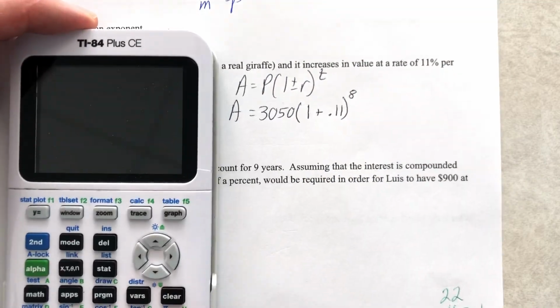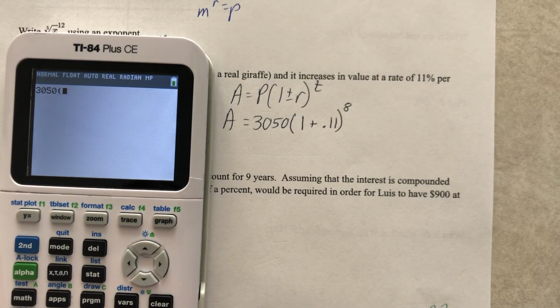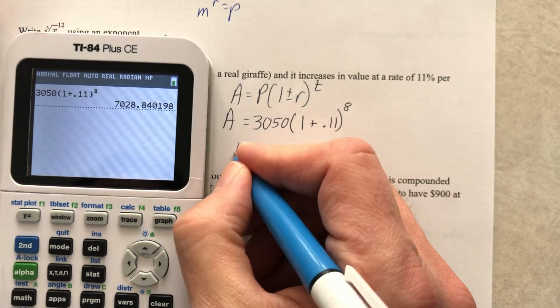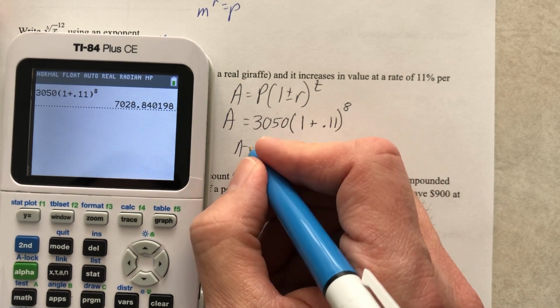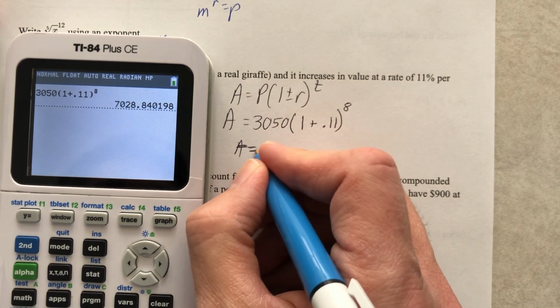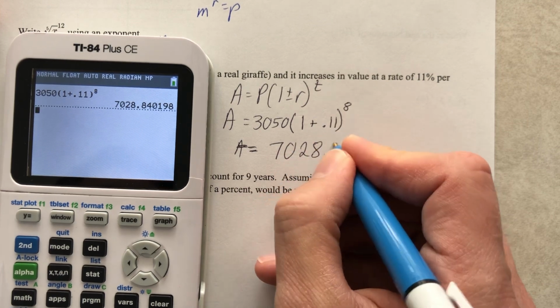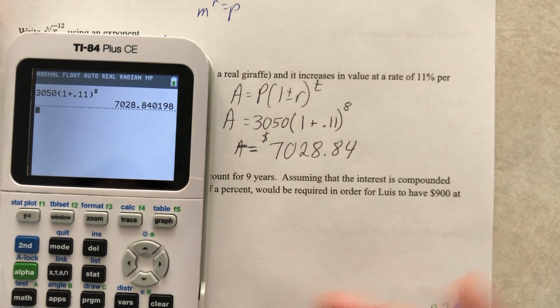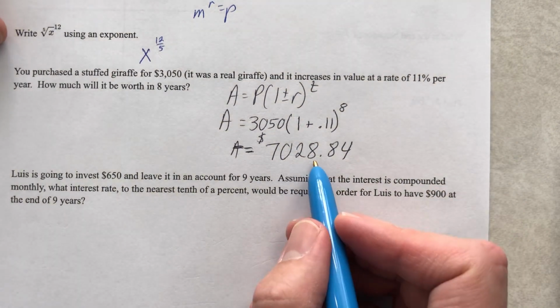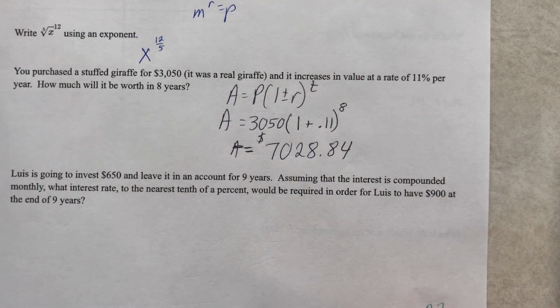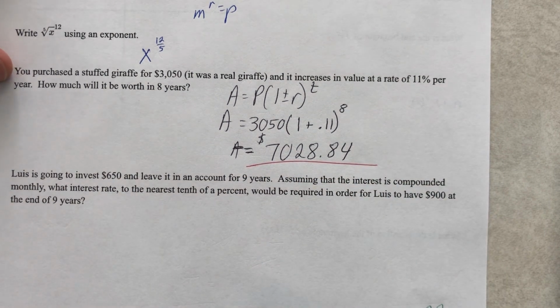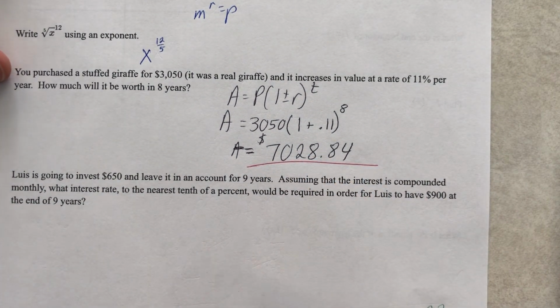You type all that stuff in the calculator, 3050 times 1 plus 0.11, 1.11 to the 8. And my giraffe is now worth, that's A. We'll use 2 decimal places, not a big deal: $7,028.84. Yeah, just drop the 84, round it up. Okay, there we go. That's how much your giraffe is worth. This problem, only one thing I was looking for, and that was the final answer. If you could set it up, you could just type it in.